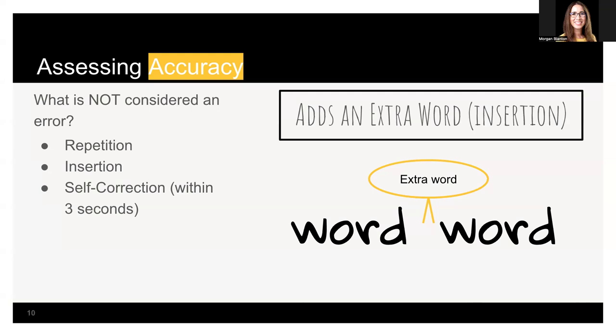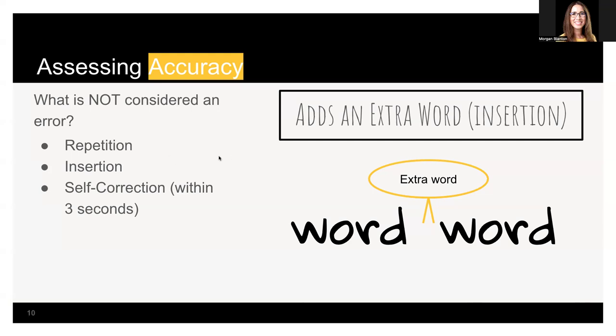So what I do just to remind myself, though it doesn't count as an error, I do want to see if this is a pattern. If they're adding extra words often, I want to know that. And so I would just put a little caret there, add the extra word and then circle it. So I'm remembering what it is that the student actually did.